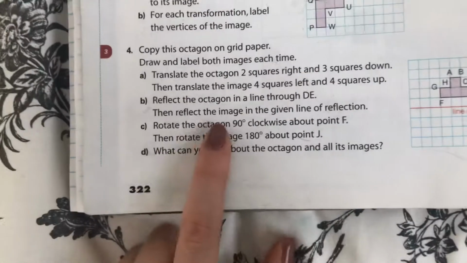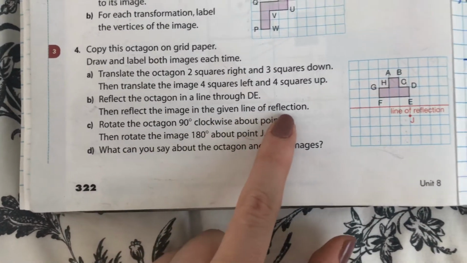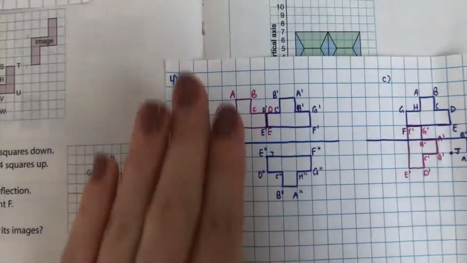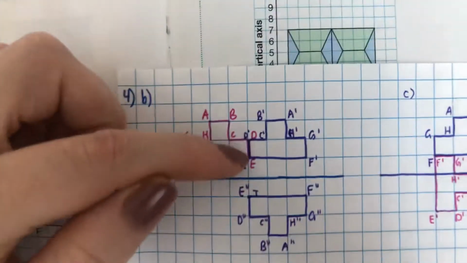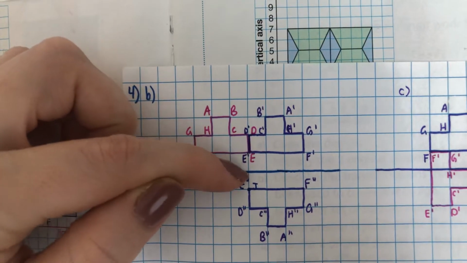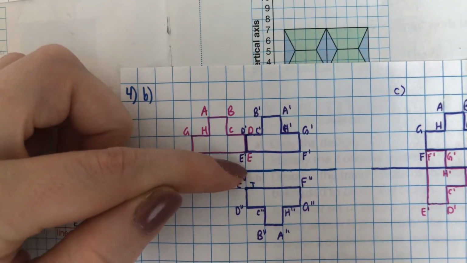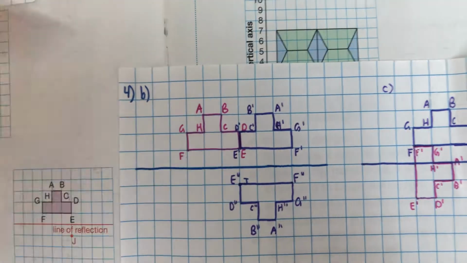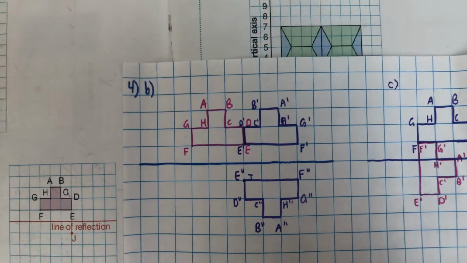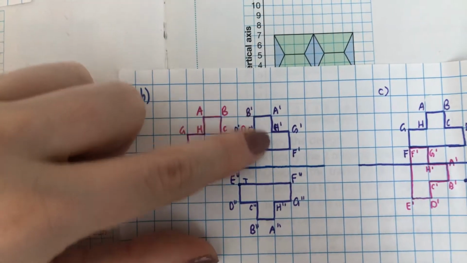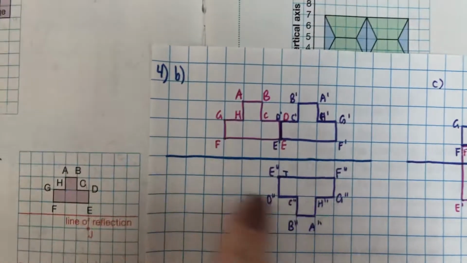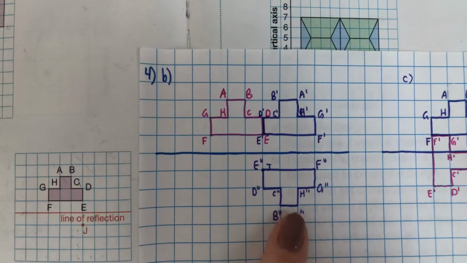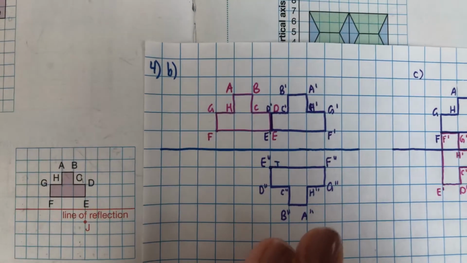Then reflect the image in the given line of reflection. So now that I reflected it like this, I'm going to reflect it over the line of reflection. So you can see my shape is 1 square away from the line, so my next reflected shape has to also be 1 square away from the line. So here is my new shape. Again, the A's are on opposite sides, the B's are on opposite sides. It is important that you try labeling the vertices when you're doing these questions to show you know exactly where the shape is going and where those new points are.